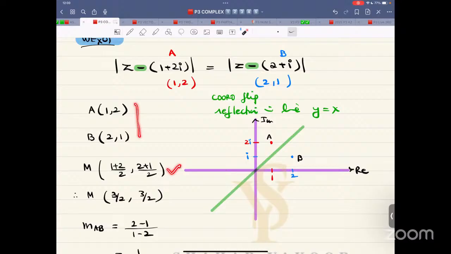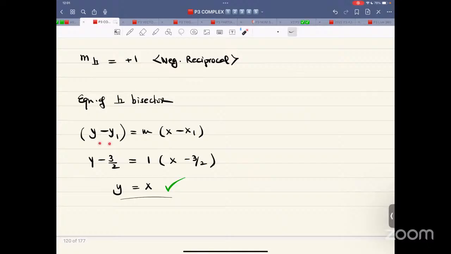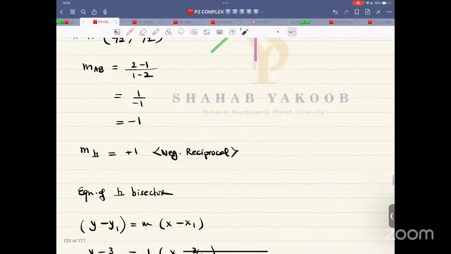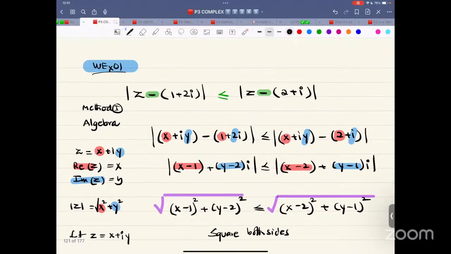Find the midpoint. Find the gradient of AB, and maybe this is A, this is B. So like this, the gradient is negative. So do the negative reciprocal thing, and you get the gradient of the perpendicular bisector. Equation of perpendicular bisector, y minus y1 is equal to m(x minus x1). You get y is equal to x. Draw a realistic diagram. Now, if this same question is asked about inequality, so now the question is about inequality.